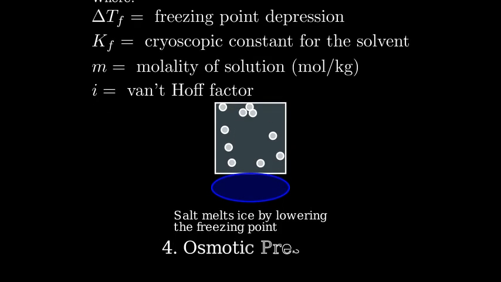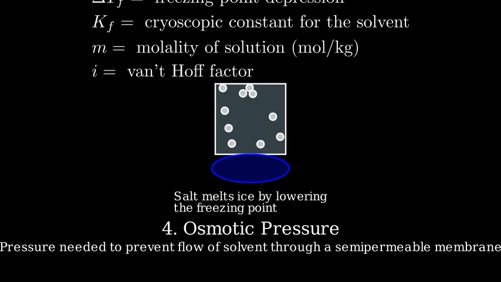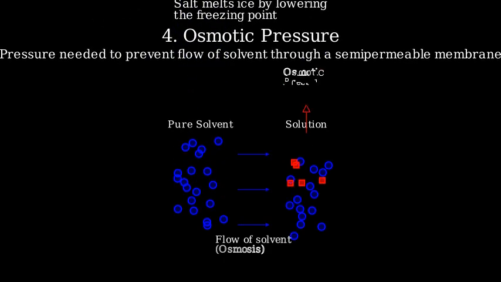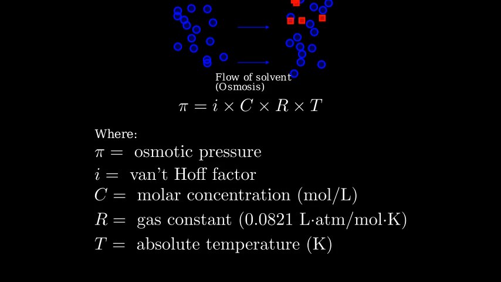The fourth colligative property is osmotic pressure. Osmotic pressure is the pressure that needs to be applied to a solution to prevent the flow of solvent molecules across a semipermeable membrane. When a solution and a solvent are separated by a semipermeable membrane, solvent molecules tend to flow from the pure solvent side to the solution side. The osmotic pressure, π, can be calculated using the van 't Hoff equation: π = i × C × R × T, where i is the van 't Hoff factor, C is the molar concentration, R is the gas constant, and T is the absolute temperature.